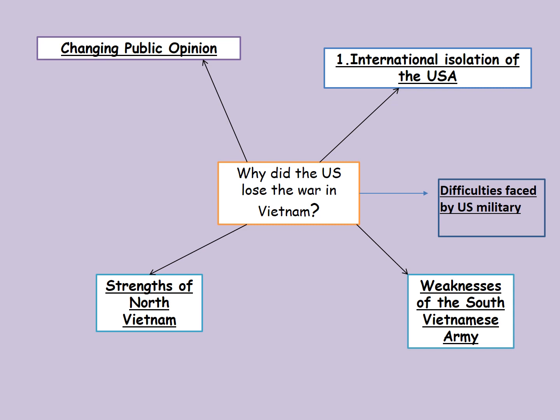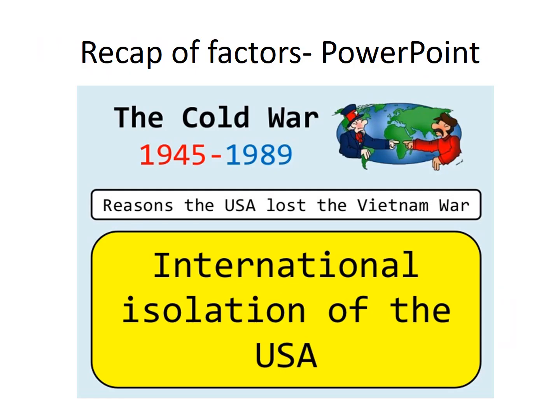The factors you can discuss, as we've mentioned, international isolation of the USA, which is in the question. You've got difficulties faced by US military, strengths in North Vietnam, weaknesses of South Vietnamese army, and changing public opinion. So that's your 5 factors. Remember, you need to speak about international isolation because that's in the question. Then you choose the other 3 which you want to discuss.